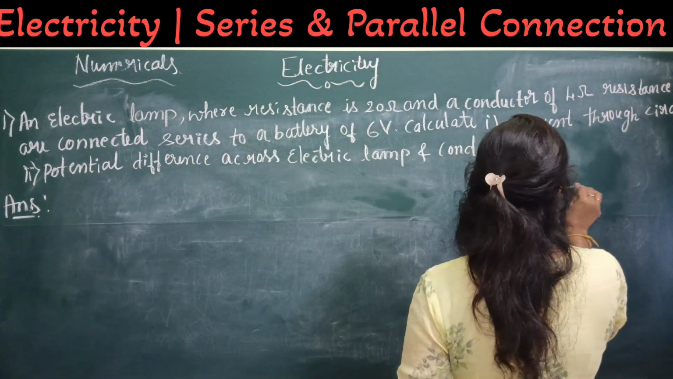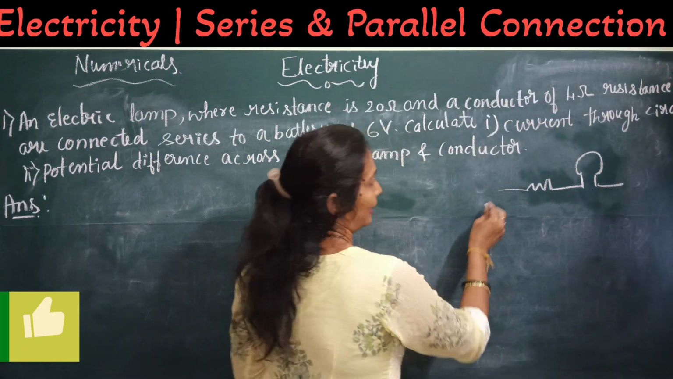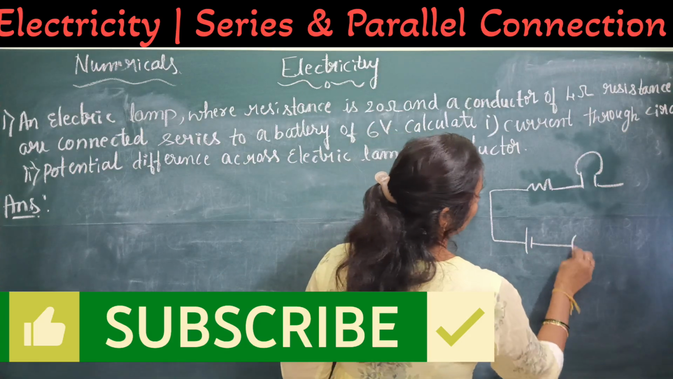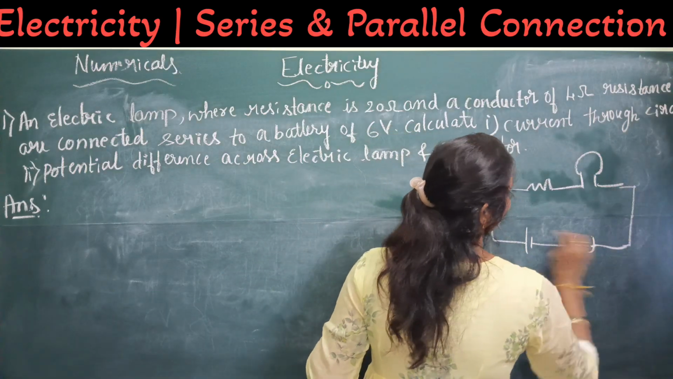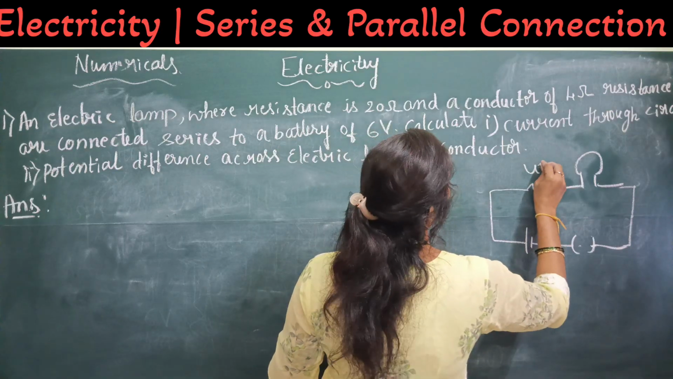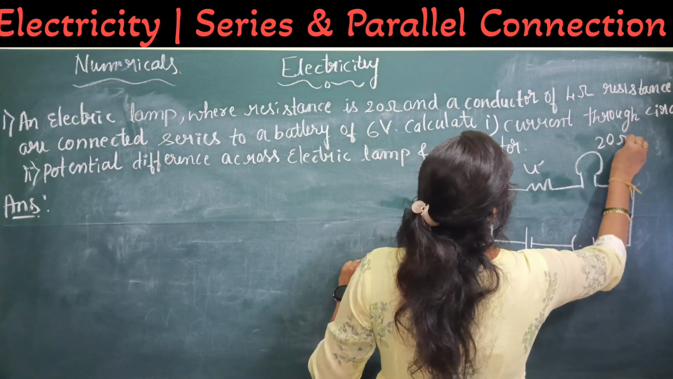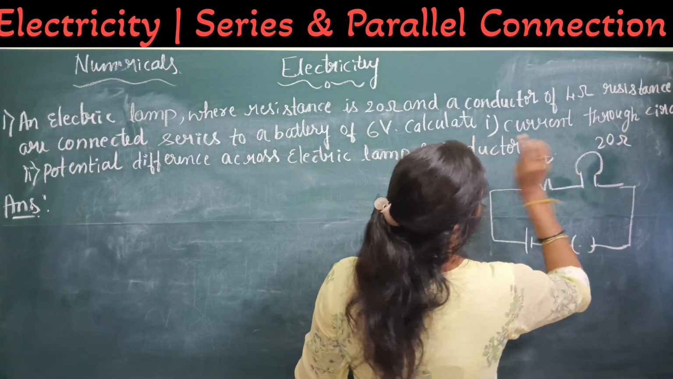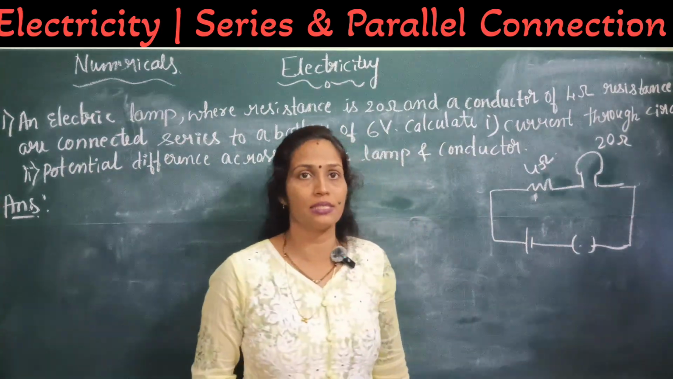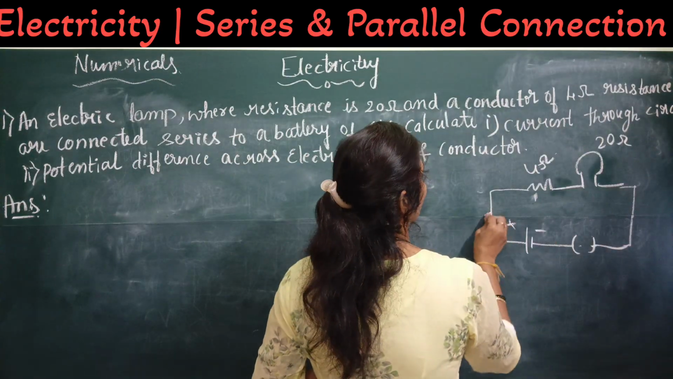Here one conductor is there and one lamp is also connected. So they are connected in series, guys. The resistance of the electric lamp is 20 ohm and this is 4 ohm. So this will be our resistance. How is the resistance calculated in the given circuit?